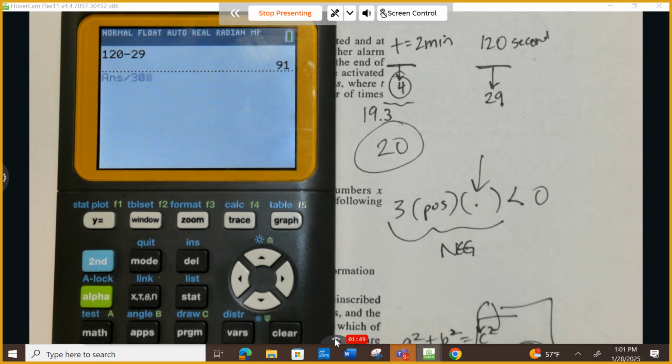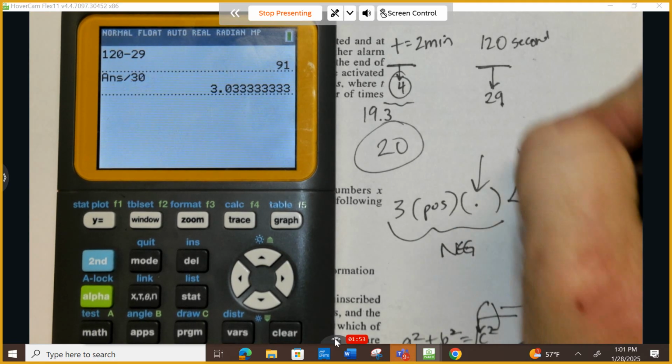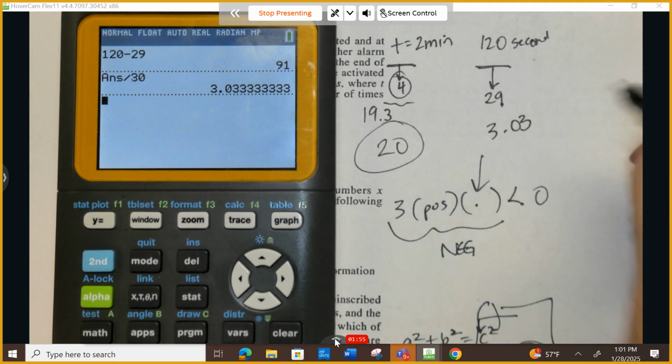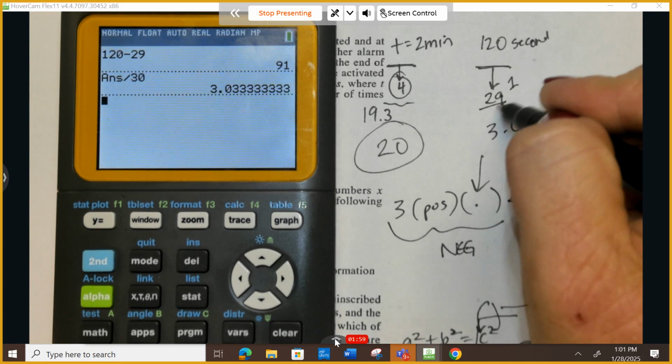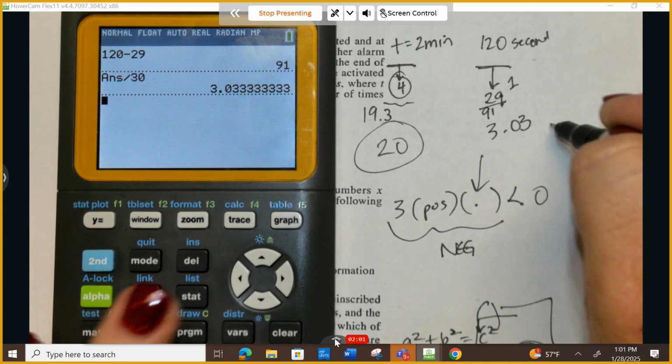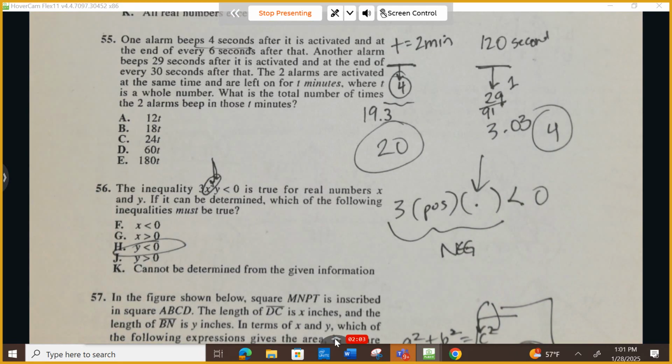So I have 91 seconds left. How many times will it go off in that remaining 91 seconds? It will go off 3.03 times. So it went off 1 time at 29 seconds, and then in the remaining 91 seconds, it goes off 3 times, for a total of how many times? 4.